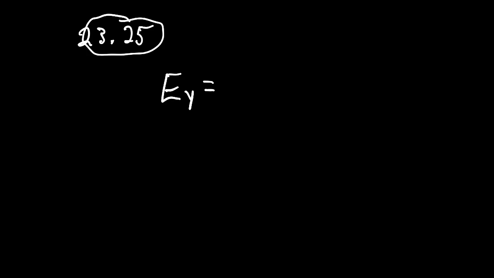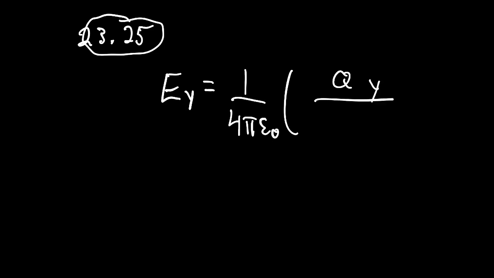So one of the questions was confusion about chapter 23, number 25. Equation 23.11 gives the electric field on the axis of a charged ring. Where is the strength of the electric field the maximum? So there's this equation that we have, E_y equals 1 over 4 pi epsilon naught times Q times y divided by (R squared plus y squared) to the 3/2.